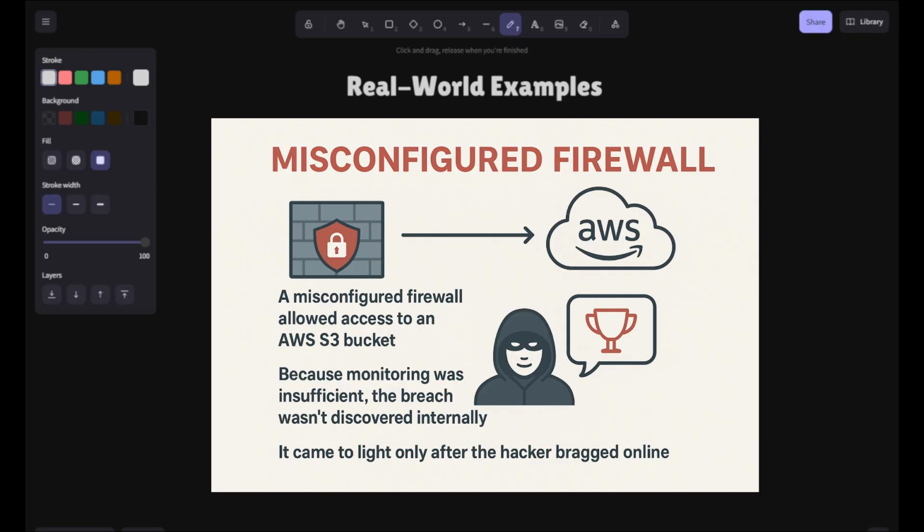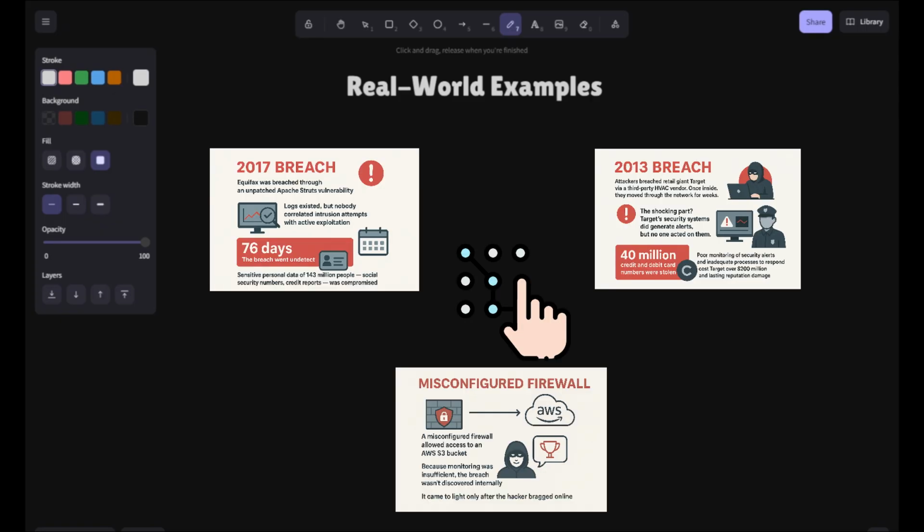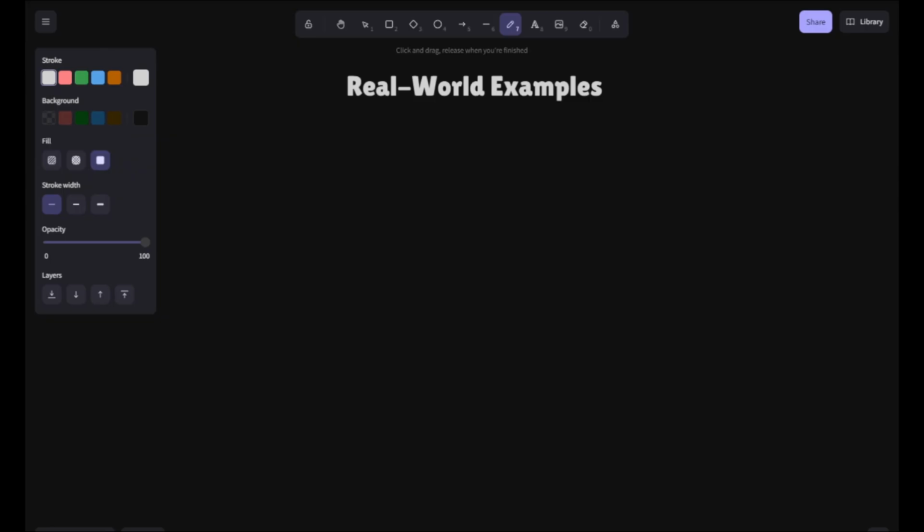Capital One 2019 breach. A misconfigured firewall allowed access to an AWS S3 bucket. Because monitoring was insufficient, the breach wasn't discovered internally. It came to light only after the hacker bragged online. The lesson is clear. Even cloud environments need robust logging and monitoring. Notice a pattern? In all three cases, there were either missing logs, no correlation of data, or alerts ignored. Detection delay makes response meaningless.